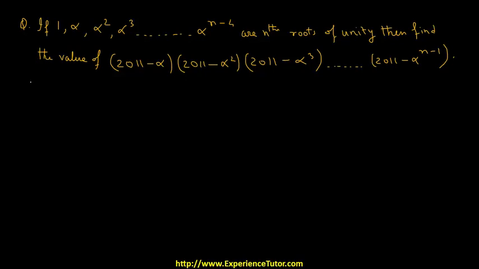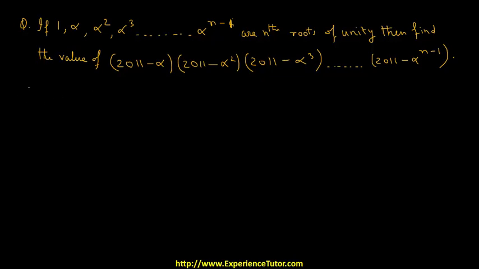Here we have a question. If 1, alpha, alpha square, alpha cube, up to alpha to the power n minus 1 are the nth roots of unity, then find the value of (2011 minus alpha)(2011 minus alpha square)(2011 minus alpha cube) up to (2011 minus alpha to the power n minus 1).